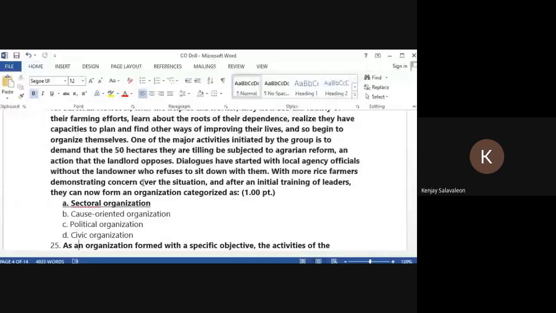The correct answer is sectoral organization. Yung cause-oriented groups, these are people who are not experiencing the same situation, but they feel empathy towards that marginalized society. Then, for example, yung mga cause-oriented groups, yung nare-red tag ngayon, no? Yung Gabriela, yung Bayan Muna, yung mga ganon. Those were cause-oriented groups. No? They exist for a cause.